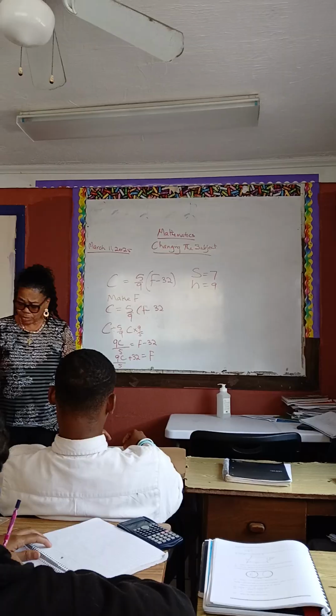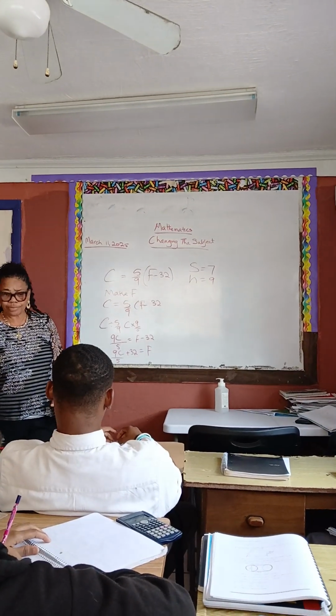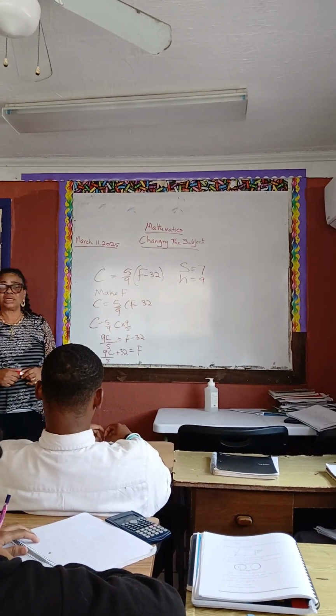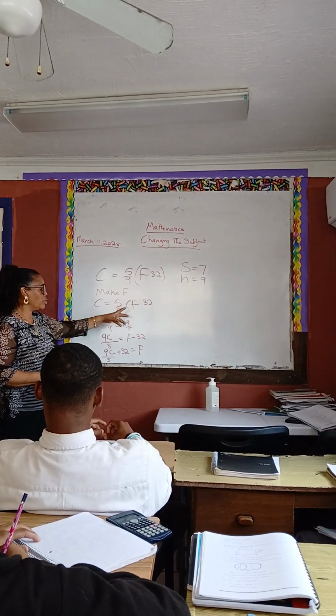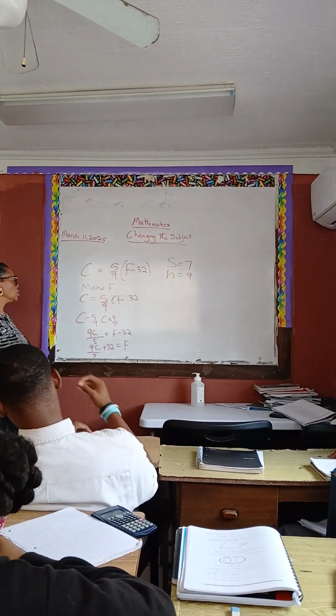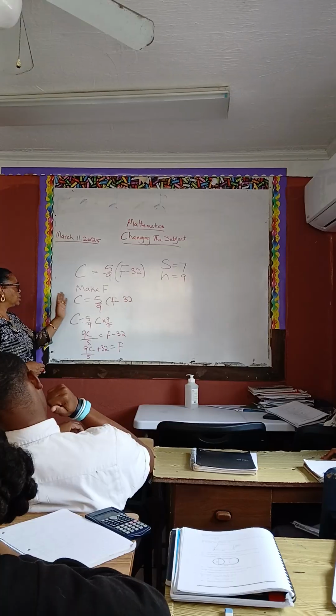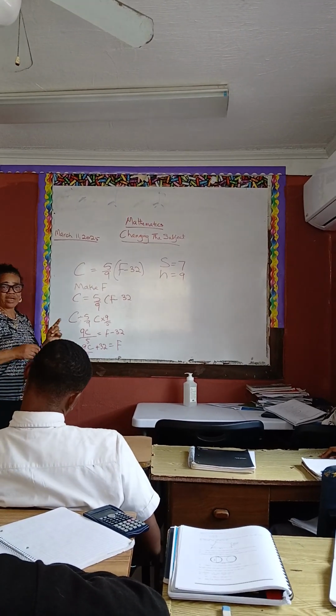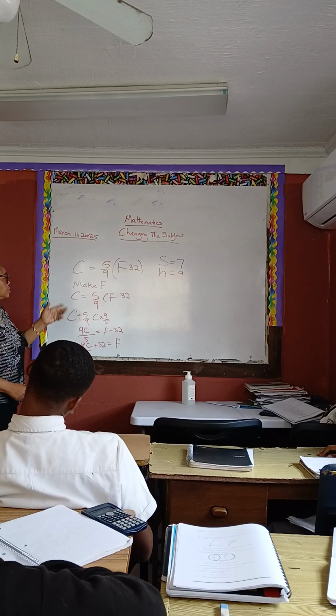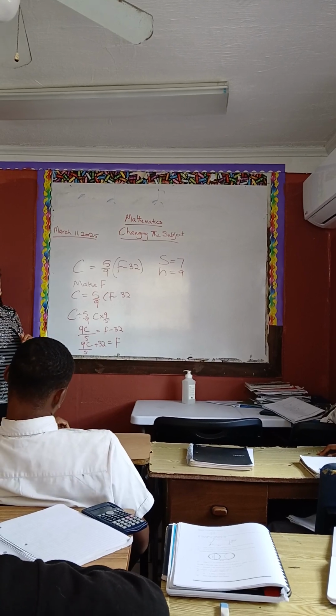So I'm going to go through that one more time, just for the sake of us getting what it is that we did. As I said, it's a different principle from what we did the first time. So I have C equals 5 divided by 9, 5 over 9 times F minus 32.